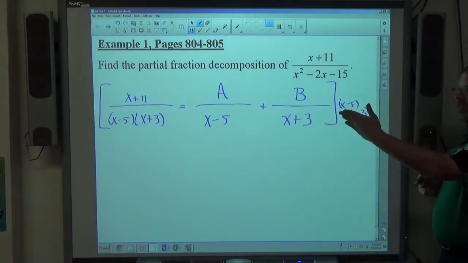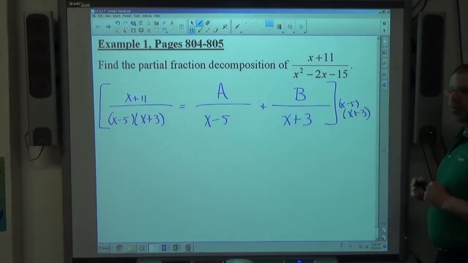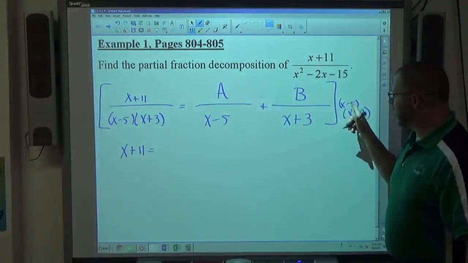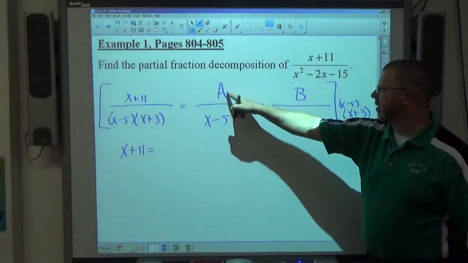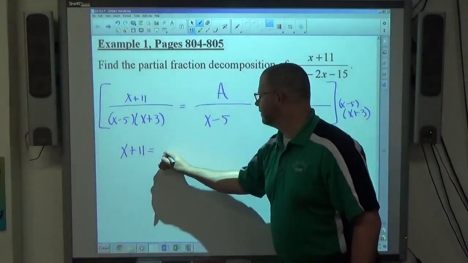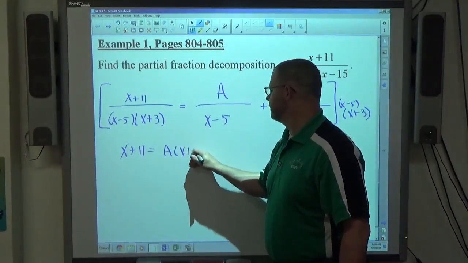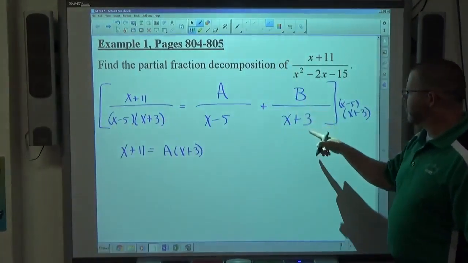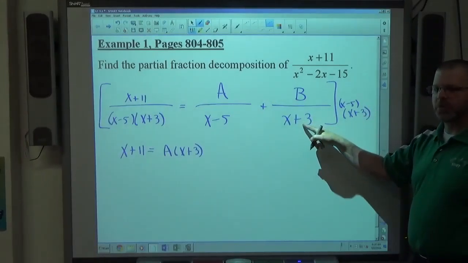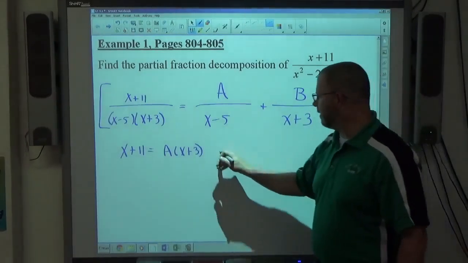The effect that has in the first fraction, of course, is just we get the top, so x plus 11 is left over on the top. In the second fraction, x minus 5 cancels x minus 5, and A is left to multiply by x plus 3. And in the other fraction, x plus 3 cancels x plus 3, and B is left to multiply by x minus 5.